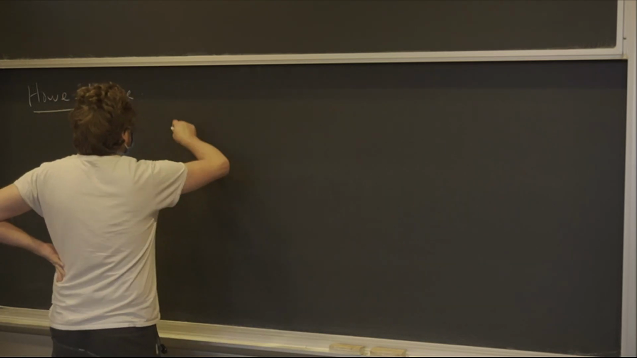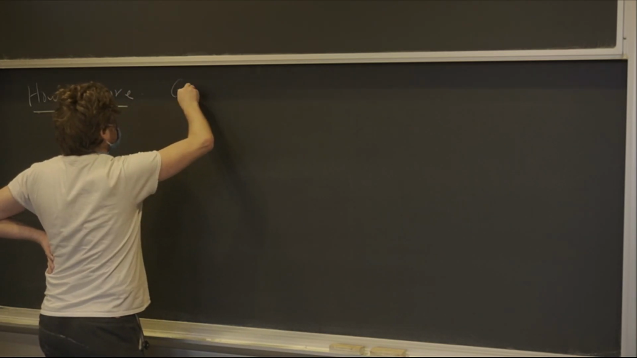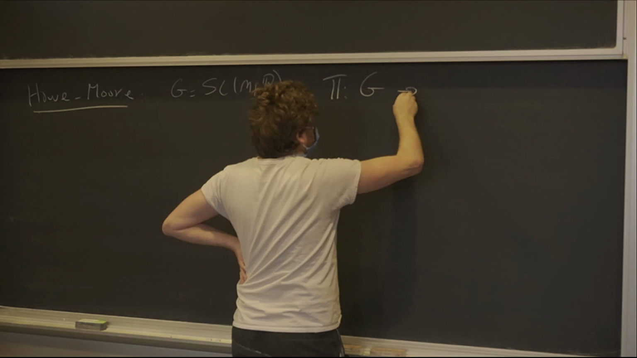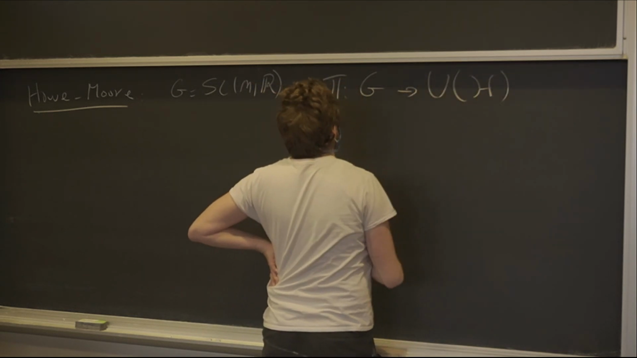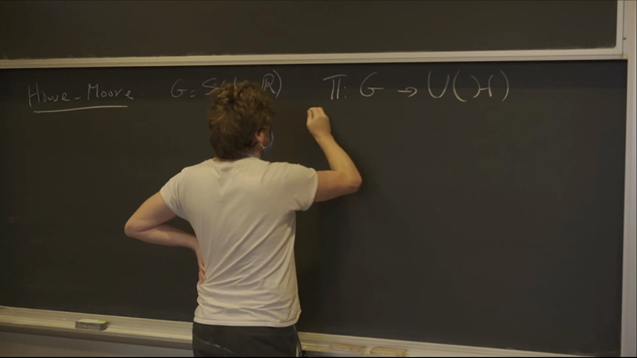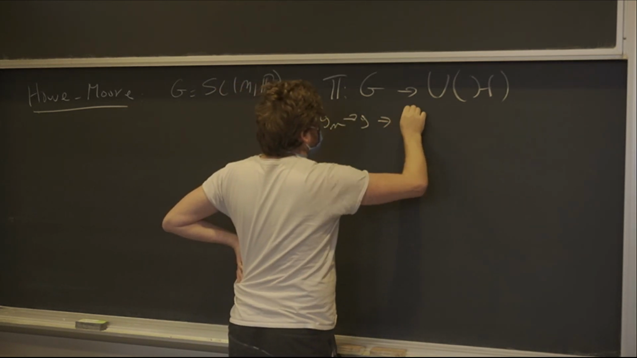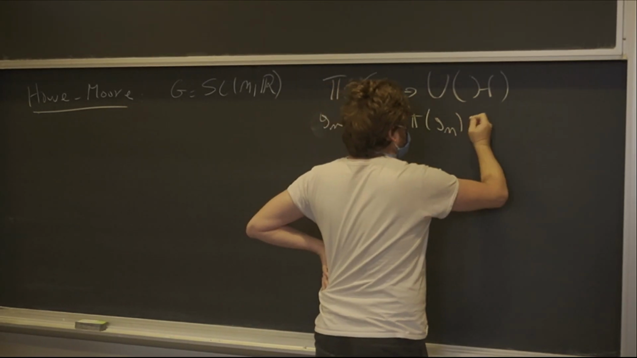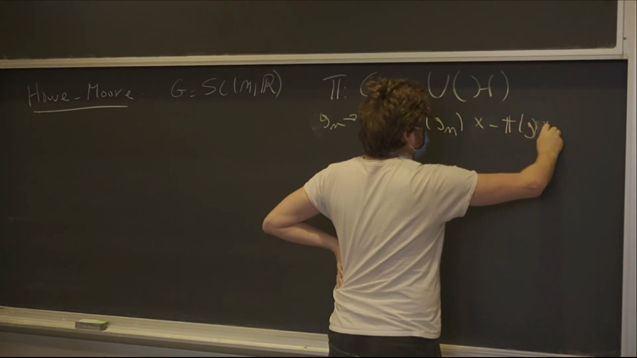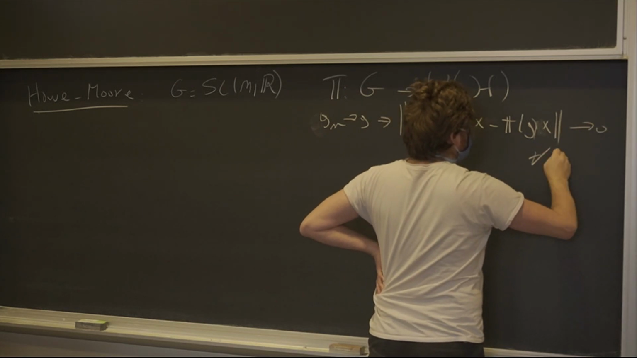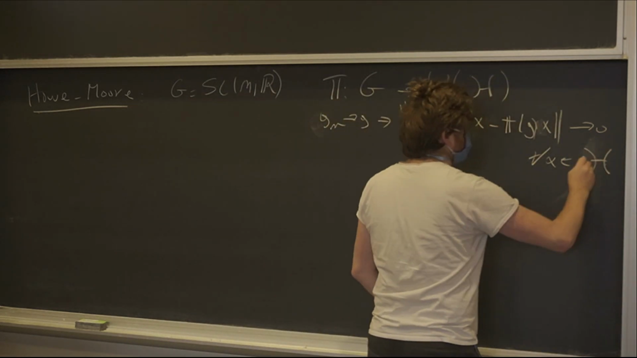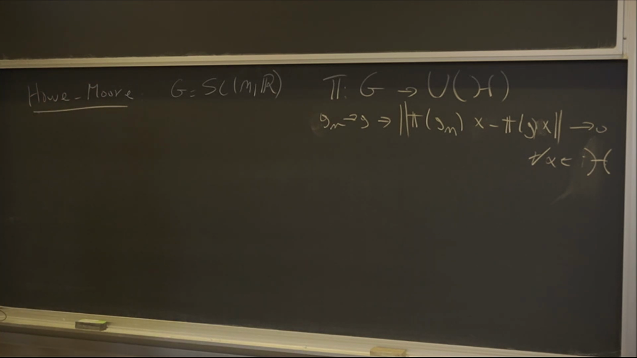Okay, so what this says, so we have G equals SLNR, pi from G into unitary of H. So strongly continuous, meaning that if Gn goes to G, then pi Gn x minus pi G x goes to 0 for every x in H. Okay, so that's the type of continuity we want for this representation, which is typically a standard assumption.